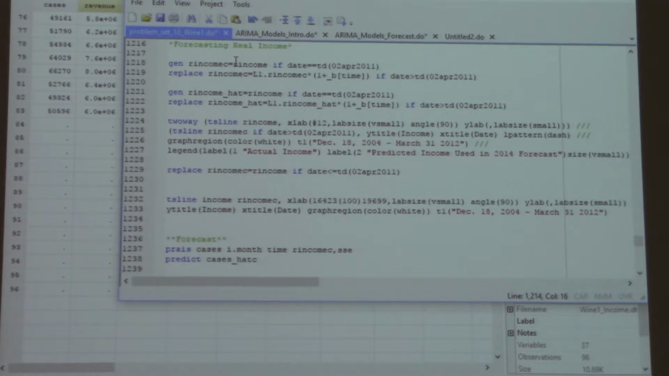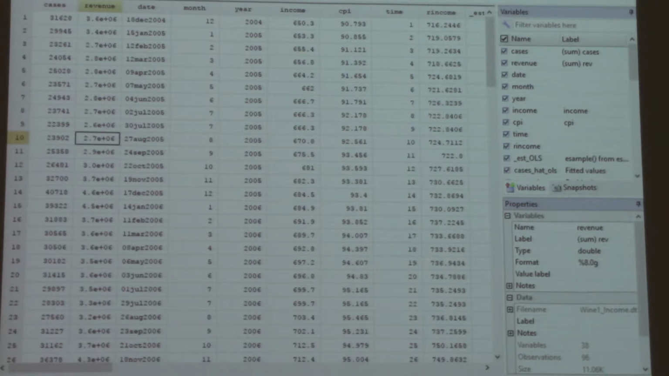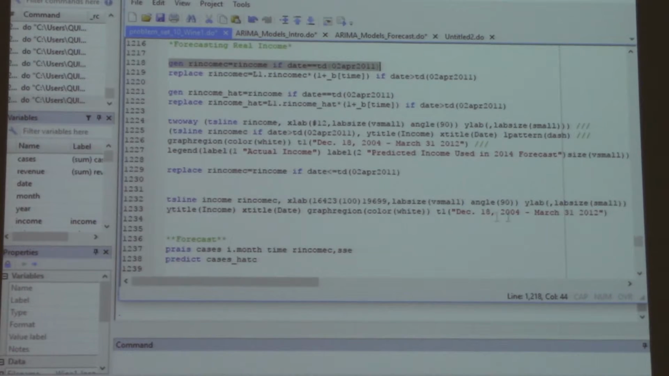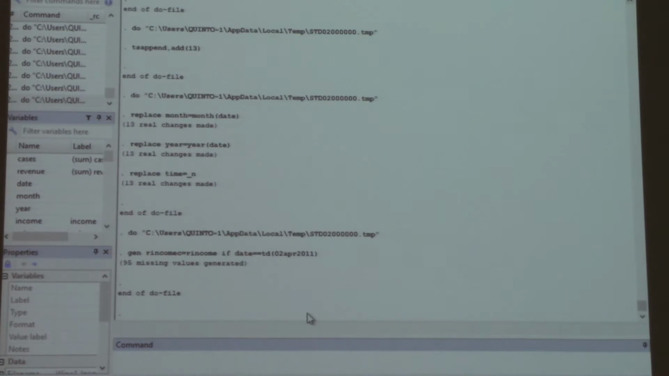Forecasting real income. Okay, so we already did this. This is my data editor. We already did this, but I ran it again because we're going to use it. Generate real income equals real income if date equals the last period, 2011. So what is it? That's real income.